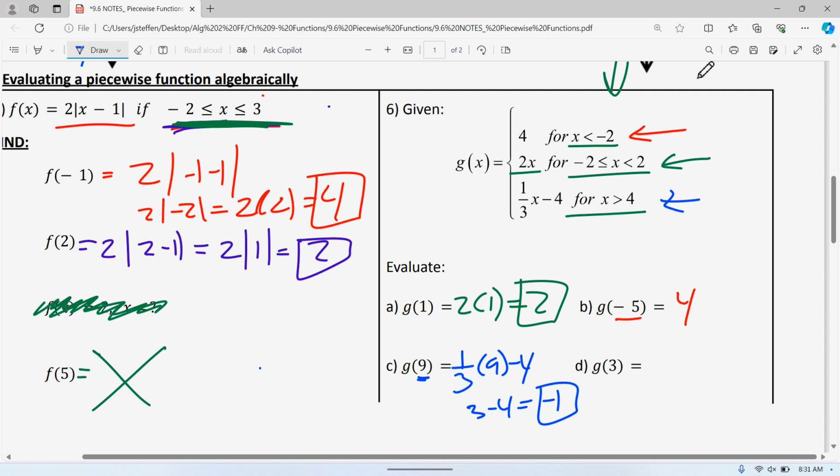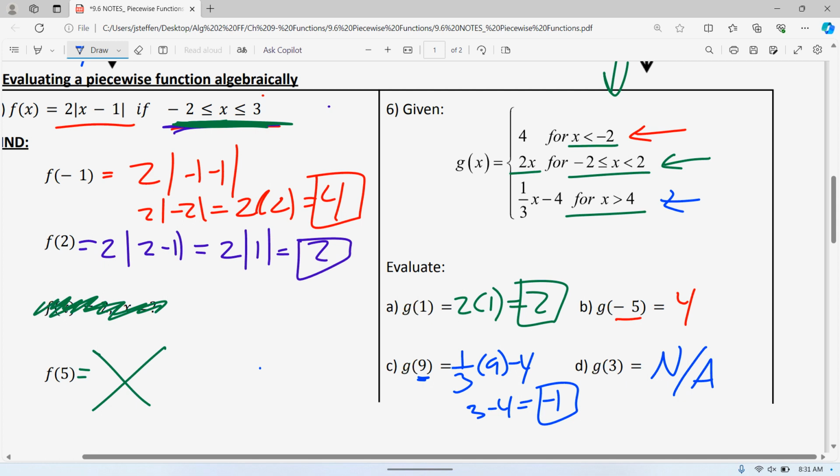And the last one, g of 3. So again, I don't think I'm going to do this on a test or a quiz because I don't know exactly what you'd write in for this. Let's do NA because g of 3 does not fit anywhere. It's not smaller than -2. It's not in between -2 and 2, and it's not bigger than 4. So I'm just going to put NA for that one. I'm not going to put anything on a test or a quiz like that.